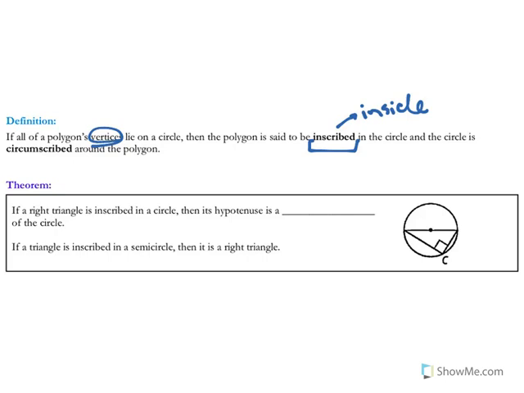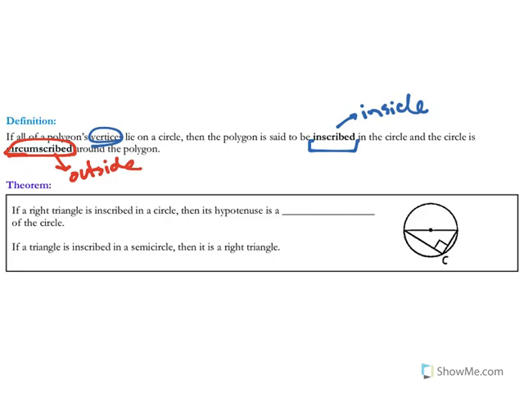The circle is circumscribed about the polygon. That means it's not on the inside of. So if I say circumscribed, the circle is on the outside of the polygon. The polygon's now on the inside. The circle is on the outside. So I'm going to say outside here.